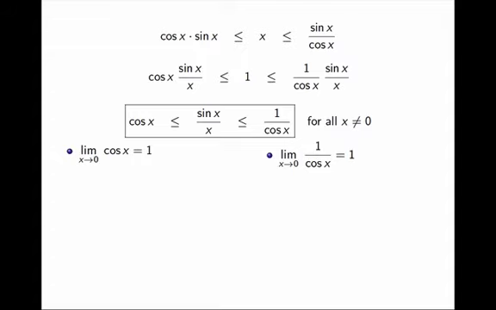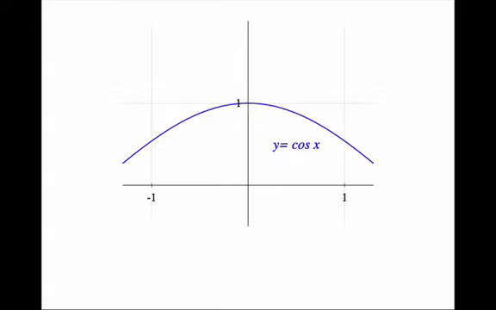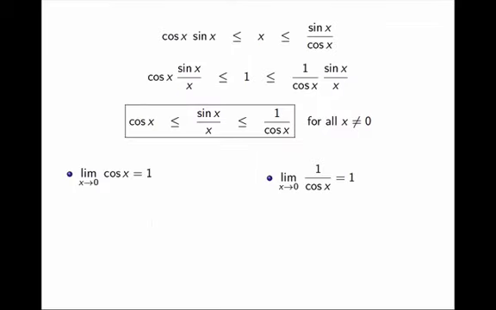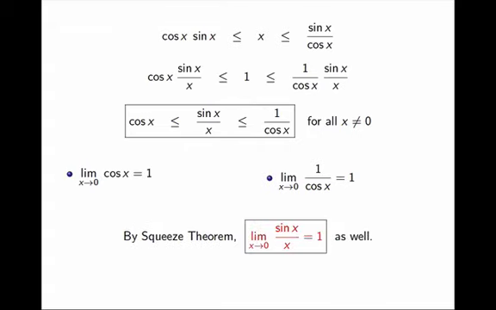I have a function sandwiched between two functions whose limits I know, and I want to compute the limit of the function in the middle. Well, here's the graph of cosine x, here's the graph of 1 over cosine x, and the function I care about is squeezed in between them, so it needs to have the same limit. Or in other words, I'm using the squeeze theorem to conclude that the limit as x approaches 0 of sine of x over x must also be 1. And that completes the proof.